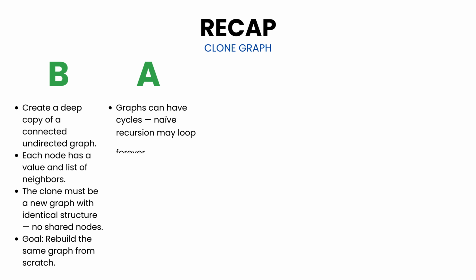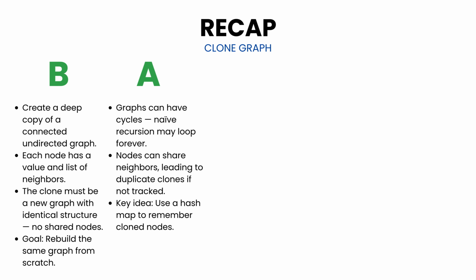Assess recap. We compared possible approaches. Brute force copying fails because of repeated nodes, while using recursion with memory tracking works beautifully. The key insight was to use a hash map to store already cloned nodes, so every original node maps to exactly one copy. This ensures no duplication and handles cycles cleanly.